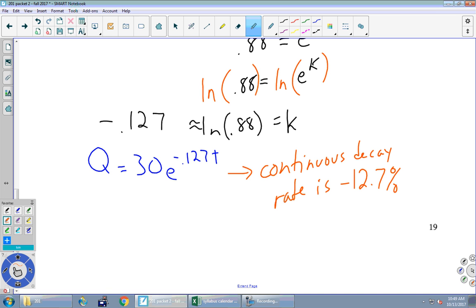And it's not too far from the 12%, right? We were given 12%. So that 12% per day is the equivalent of 12.7% continuously every moment of the day, losing 12.7% of the chemical that's in the air freshener. Questions on that?